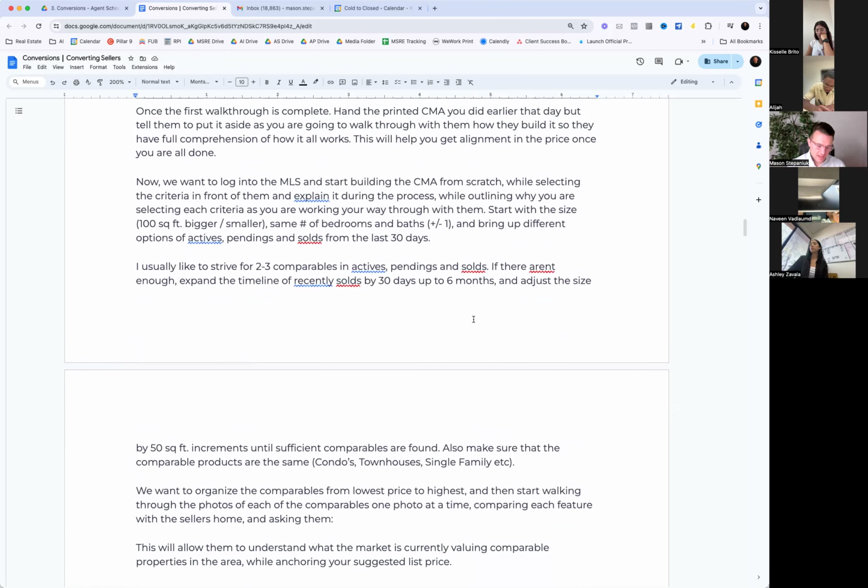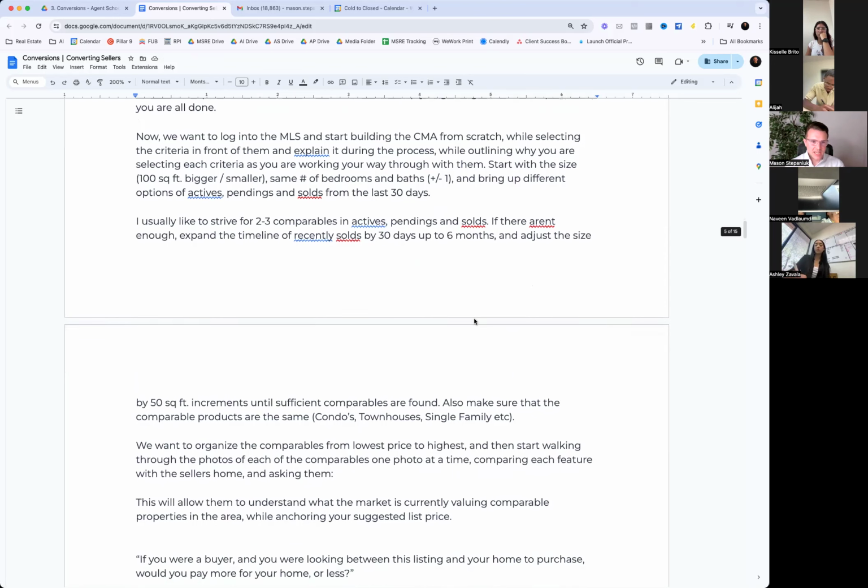Okay. So again, like I mentioned, we want to pick out two to three actives, two to three pendings, and two to three solds. Then outline why you're selecting each of the criteria that you're working with. So start with the size, which is similar to their house, plus or minus 100 square feet, same number of bedrooms and bathrooms, and then bring up different options of the active, pending and solds within the first 30 days. If there aren't enough comparables, we have to expand our search a little bit.